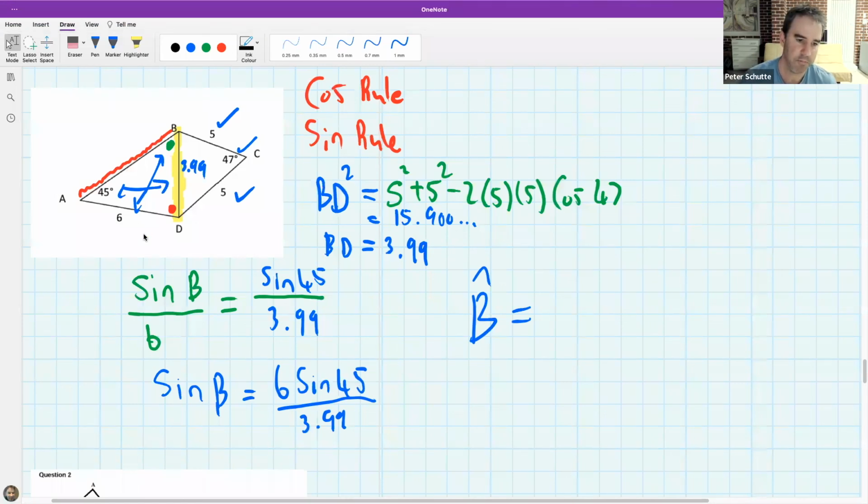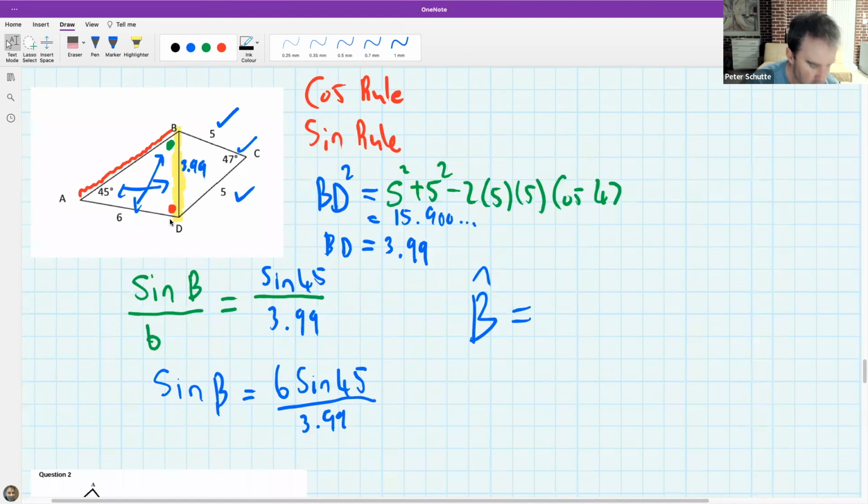So we multiply both sides by 6, and now we need to use the inverse sine function. So see how we are going to get AB, but in order to get AB, we're going on a little journey, and we need to basically work out a few things along the way. Okay, so let's try. Let's get the value 6 times the sine of 45 divided by 3.99, and I get 1.06.